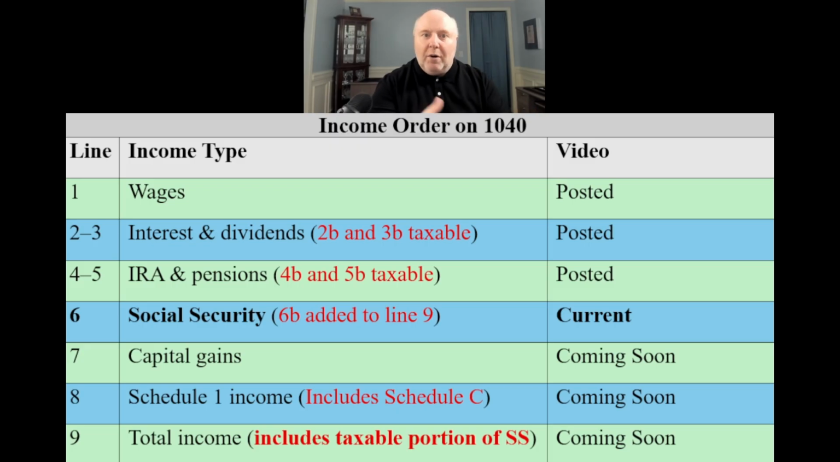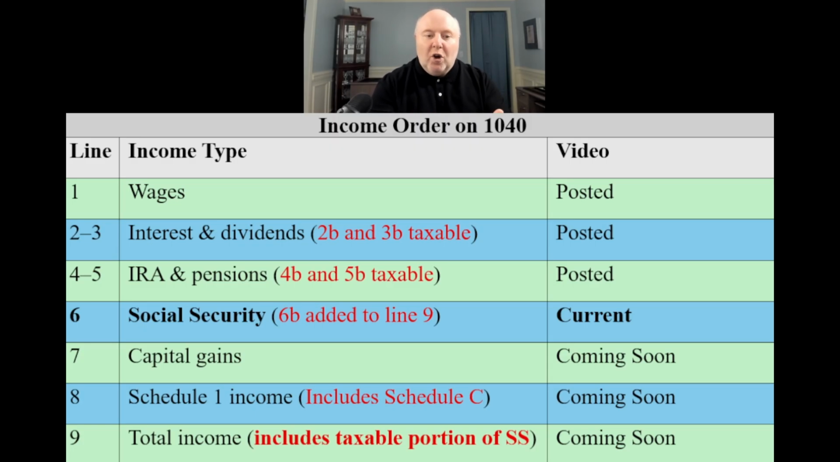It might be 0, it might be 50, it might be 85%, but it's not going to be 100%. The taxable amount is going to go in line 6B. And 6B is the amount that we're going to be adding to get to our total income. Okay, so again, we're only using a portion of line 6. But this is where we're at right now, and we'll continue to work through this process.